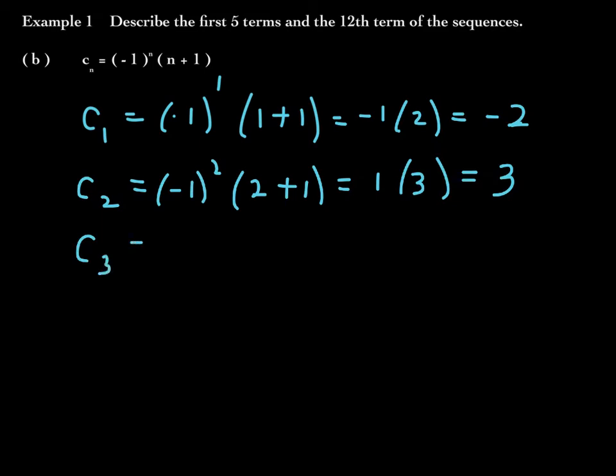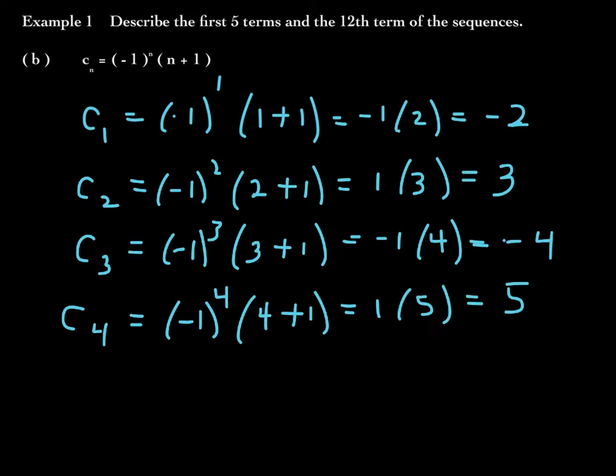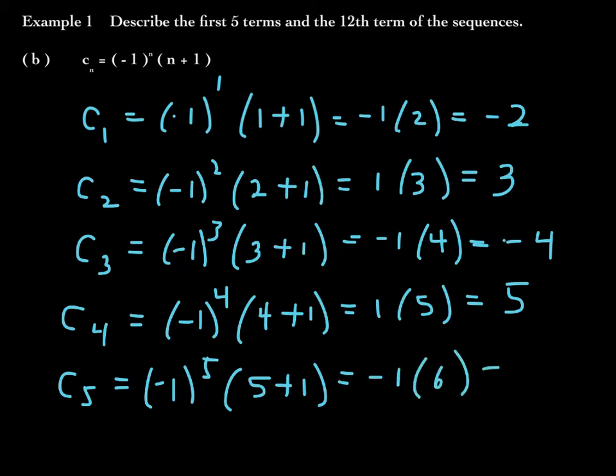c sub 3, the third term, negative 1 cubed times 3 plus 1. So now it'll be negative 1 times 4. This is negative 4. Cool. c sub 4, the fourth term, negative 1 raised to the fourth power times 4 plus 1. So it'll be positive 1 times 5. Positive 5 is the fourth term. Finally, the fifth term, negative 1 raised to the fifth power times 5 plus 1. So it'll be negative 1 times 6. So it'll be negative 6.